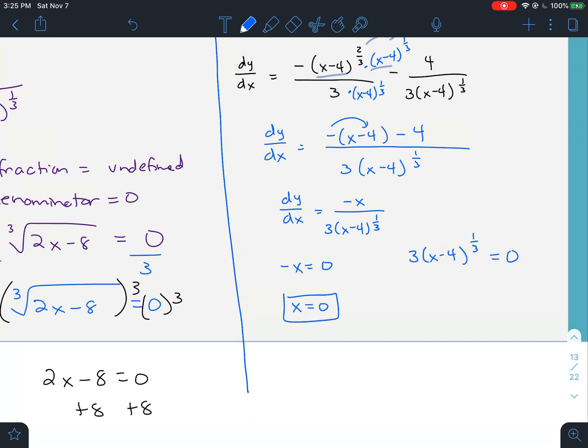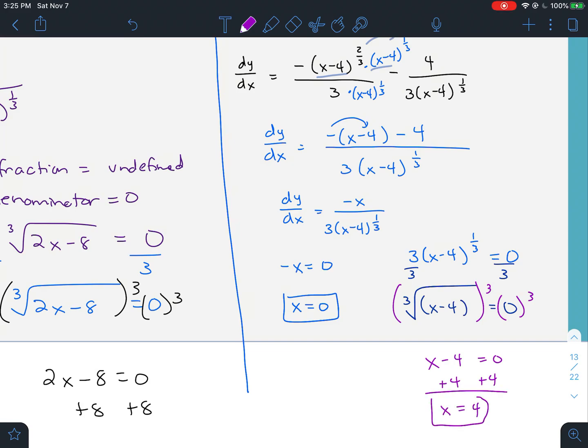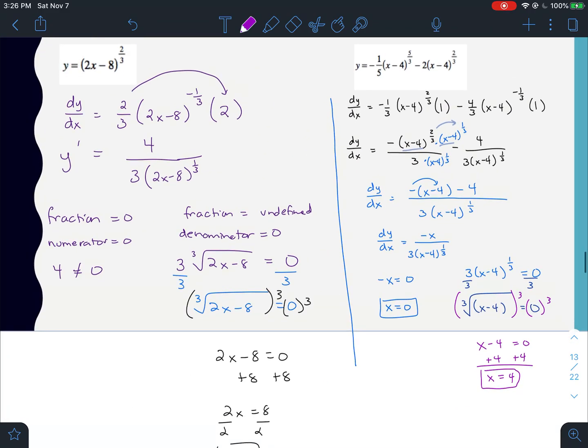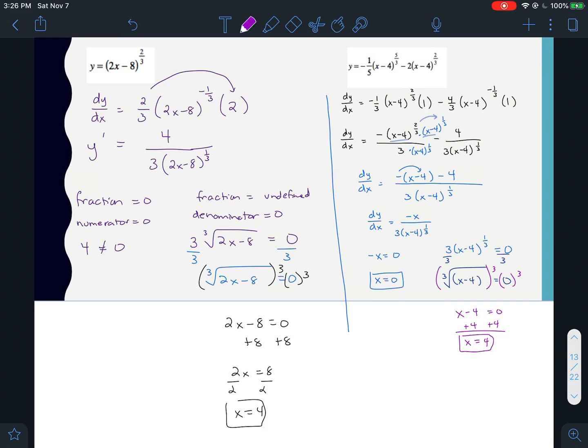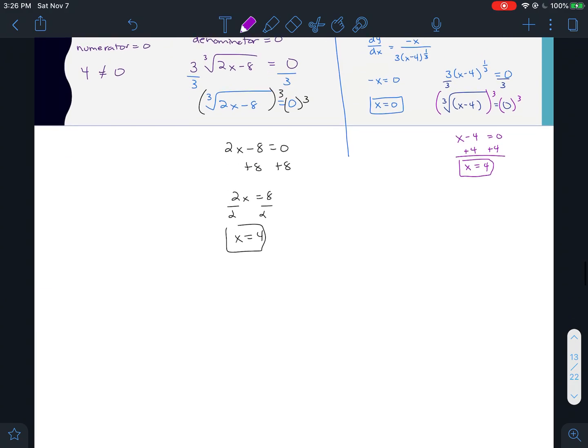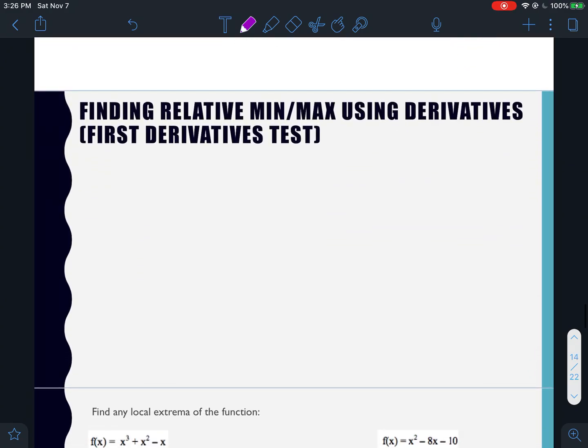So 3 times x minus 4 to the 1/3 equals 0. Well, I'm going to have a critical number when x equals 0 from solving the first one. And then the second one, divide by 3, and x minus 4, I'm going to do the cube root of that, equals 0, because to the 1/3 power is a cube root. Then I'll cube both sides. 0 cubed is 0, so I have x minus 4 equals 0. Then add the 4 and add the 4, and x is equal to 4. So my two critical numbers on that one are going to be 0 and 4. All right, so again, critical numbers occur when the derivative is equal to 0 or the derivative is undefined.